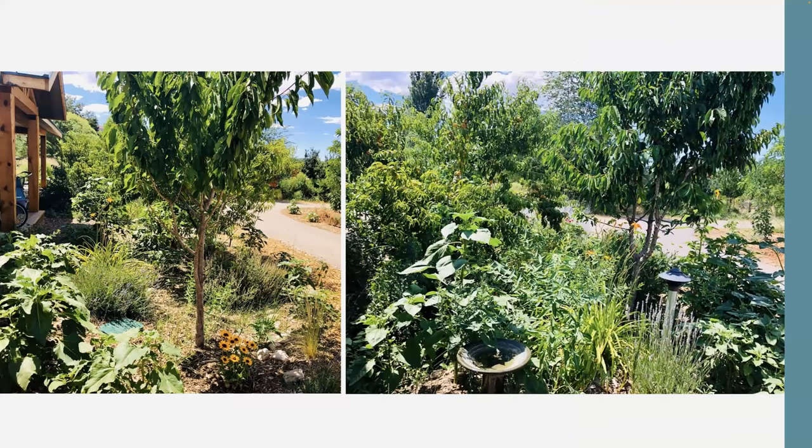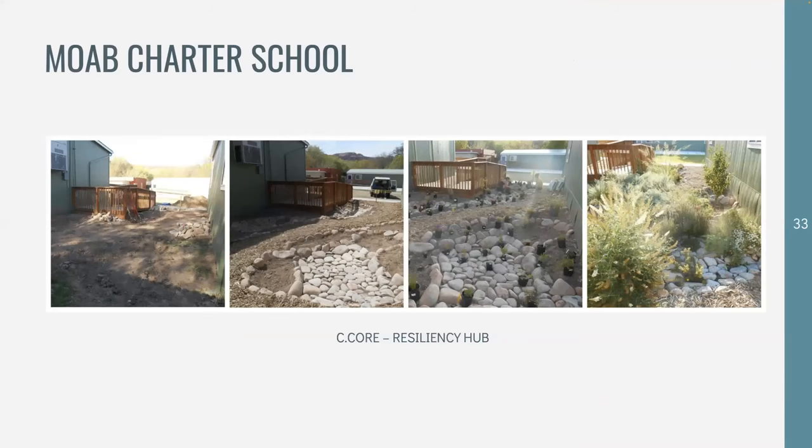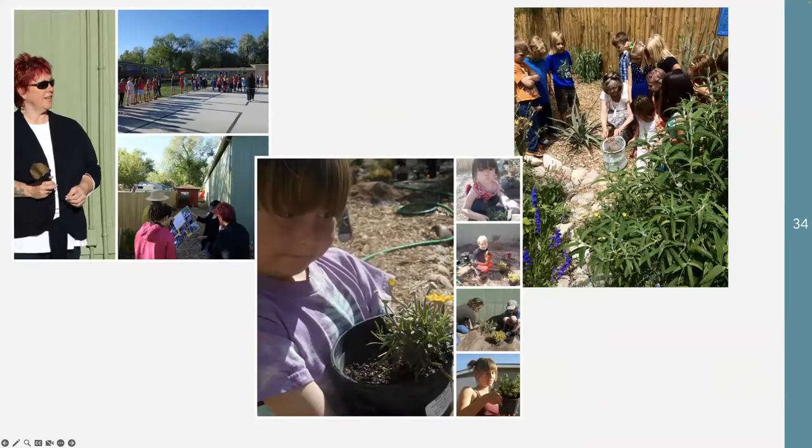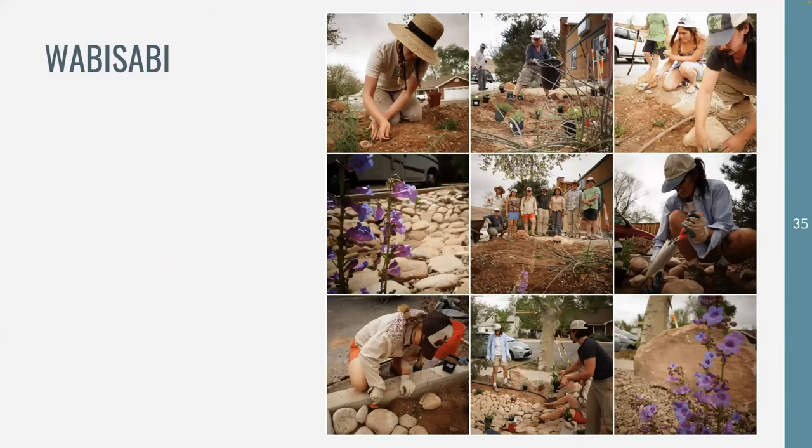A little bit of a wild jungle, but look at all that wonderful food. Those are all peaches there, lavender in the foreground, daylilies that are edibles as well. This is a charter school in Moab. We took out a lawn and put in intentional rain basins here, rock lined. And now this plum tree is massive and the kids just love to play back there. These are the kids planting. There's a whole series of events we did to involve the entire school in that planting event.